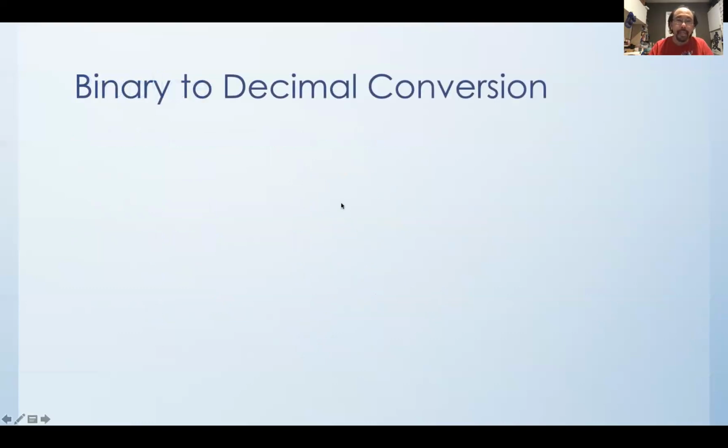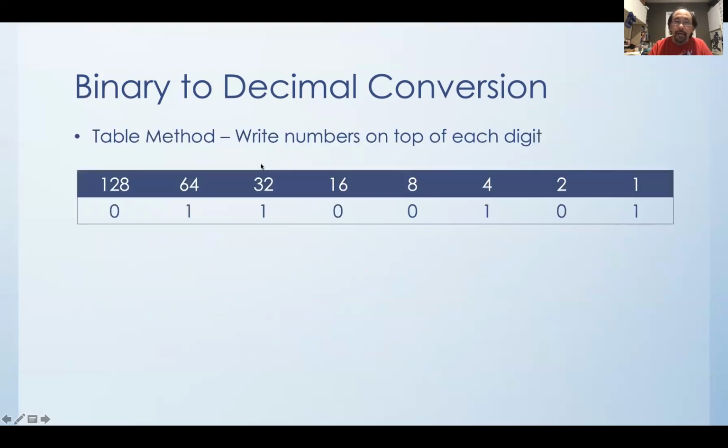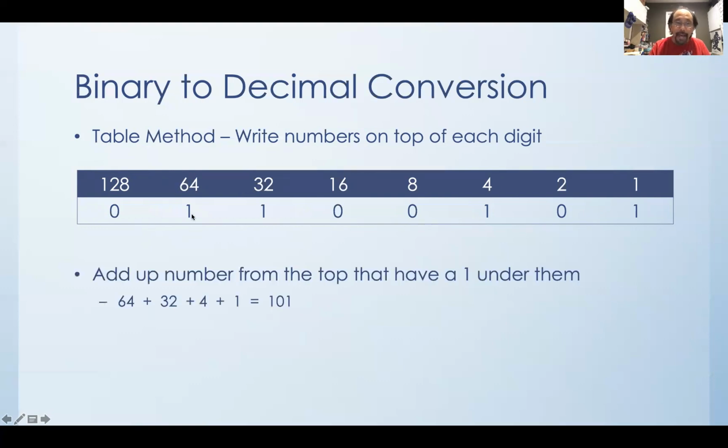How do I convert binary to decimal? If I have a number like this, 01101101, what's the decimal value of that? I'm going to show you a method here called the table method. I write the numbers of the place value right on top of it. And once I have that, wherever I see a 1, I simply add those up. So I add 64 plus 32 plus 8 plus 4 plus 1, and I get my value of 109.